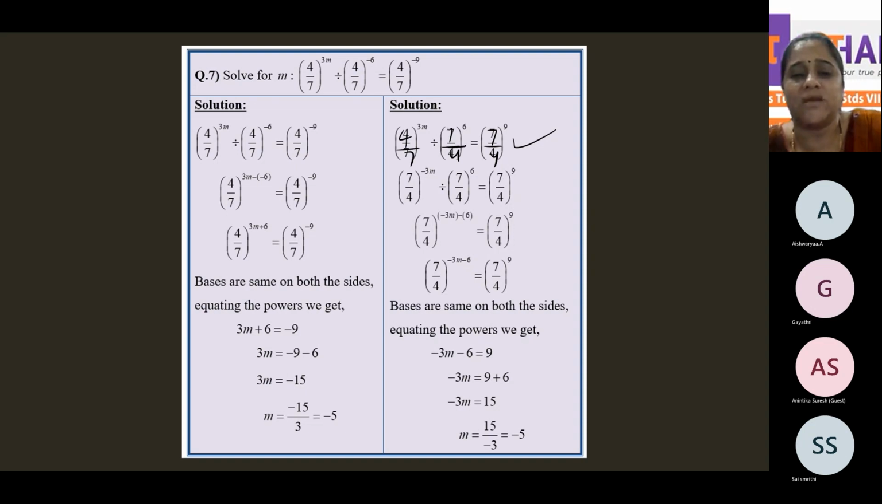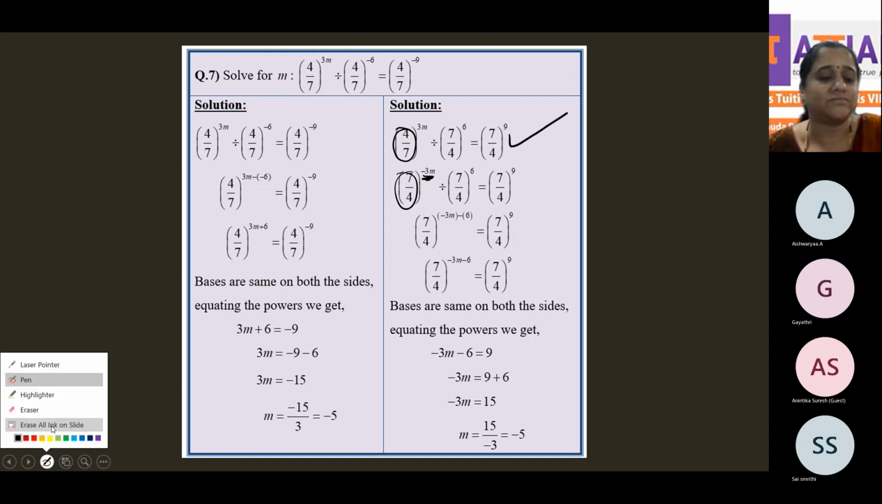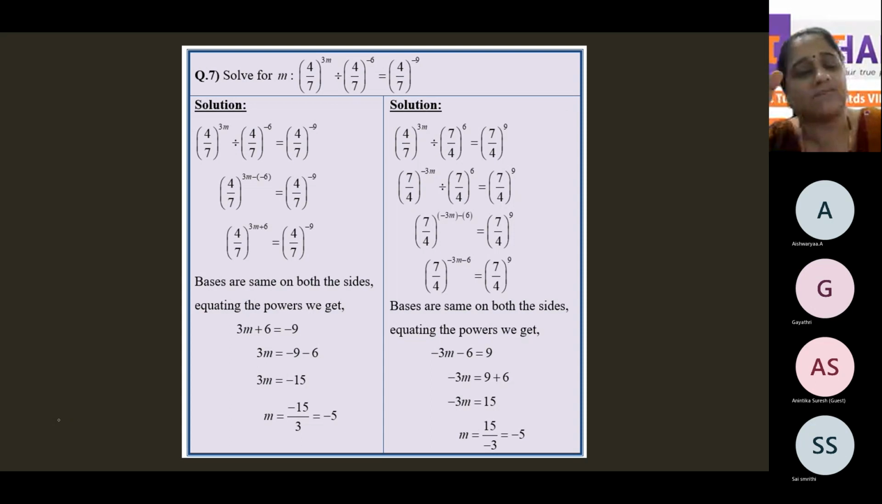So since we have base 7 by 4 here, you just want to make this 4 by 7 also 7 by 4. So then what you have to do? You have to take the reciprocal of the base 7 by 4 and write the negative of the power. So it will become minus 3m. It's becoming negative, but you have no choice now, because you started like this, you have to do this. Whether positive or negative powers, it's fine. Since you took this decision here, here the bases are 7 by 4.